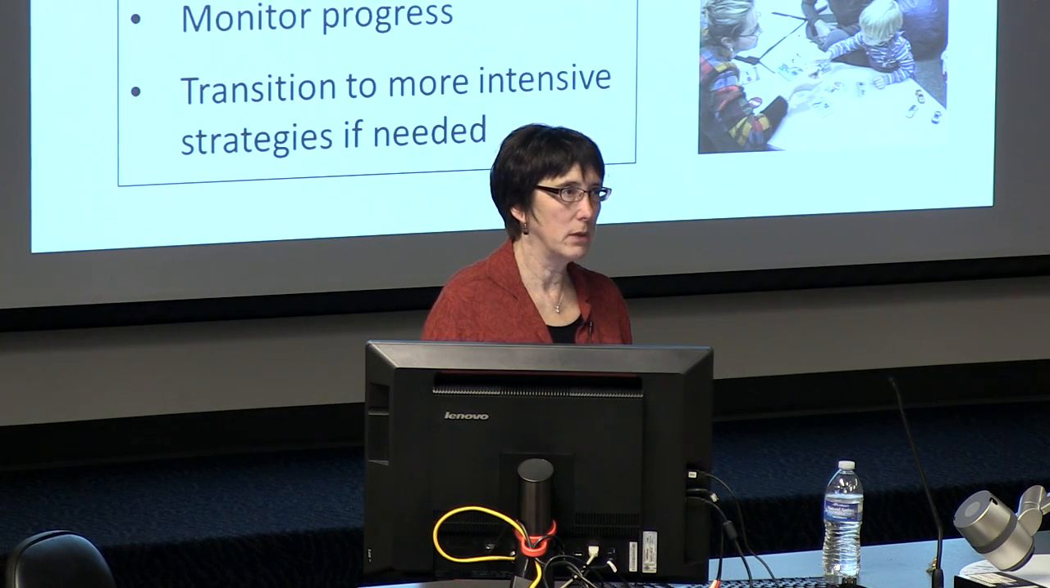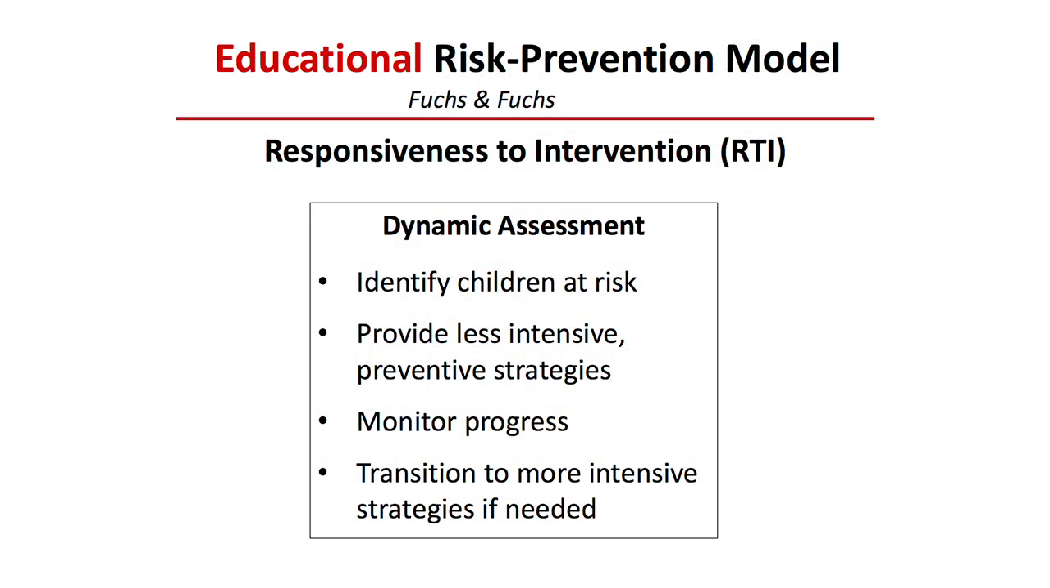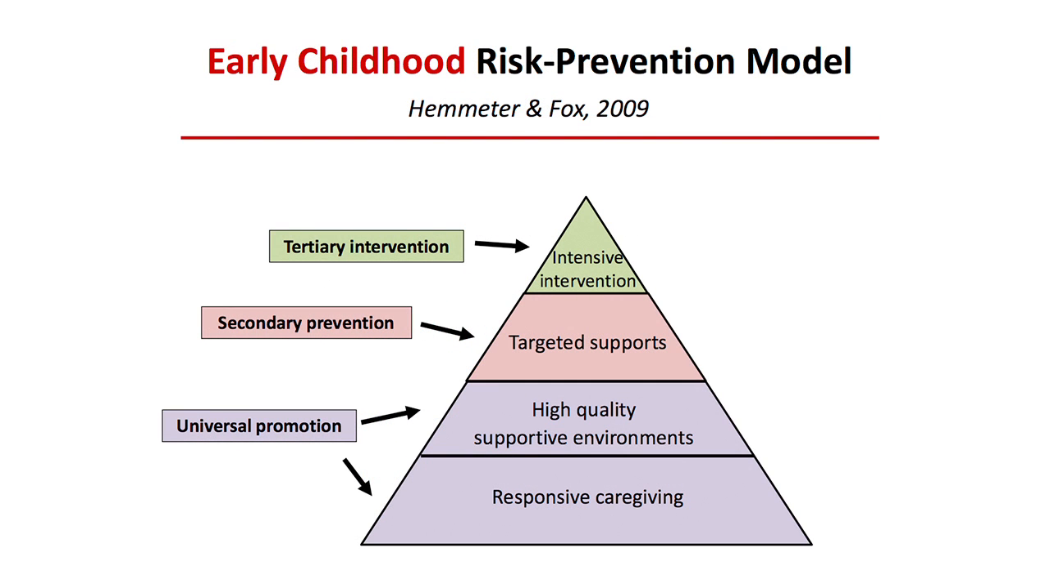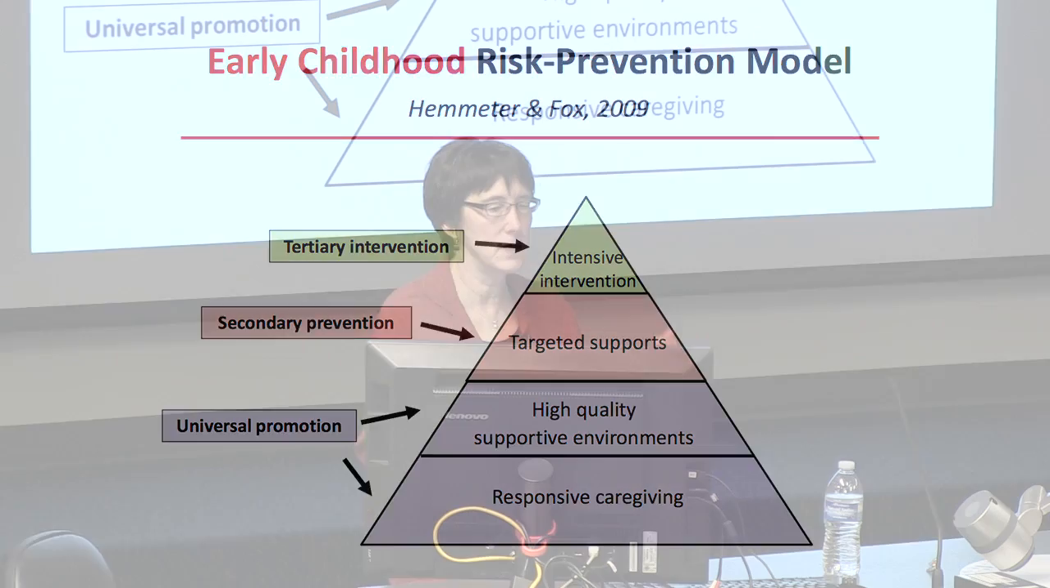We have a prevention model in education with the responsiveness to intervention model, where you identify children who are at risk, you provide less intensive preventive strategies, monitor their progress, and then transition to more intensive strategies if needed. And we have a risk prevention model in early childhood, where you provide universal promotion for all children who are at risk. If they need more, you provide secondary prevention, and then you provide more intensive intervention as they need it. It's a graduated system.